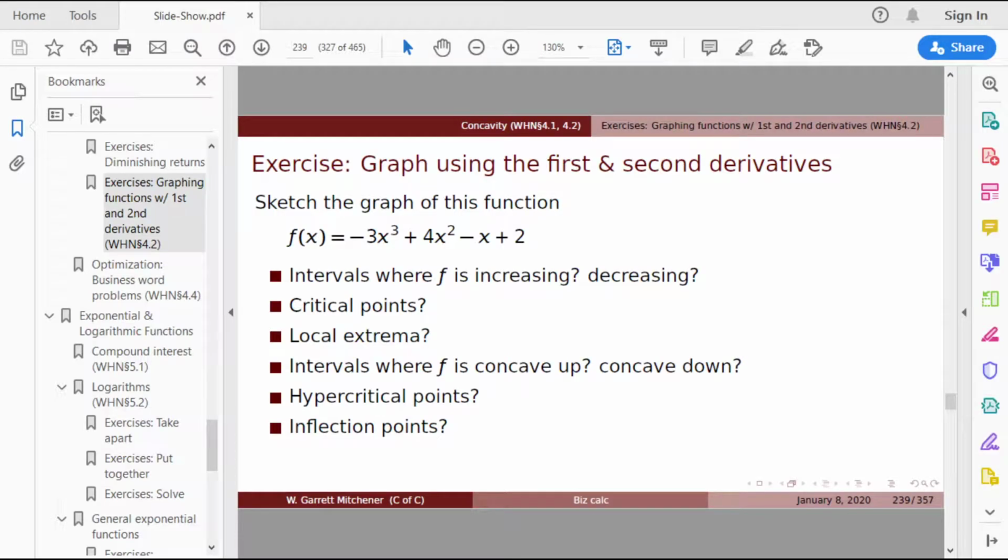All right, we're going to continue with the other three items on this problem. We're going to find the intervals where f is concave up and concave down. We're going to find the hypercritical points, and we're going to say whether the hypercritical points are inflection points.